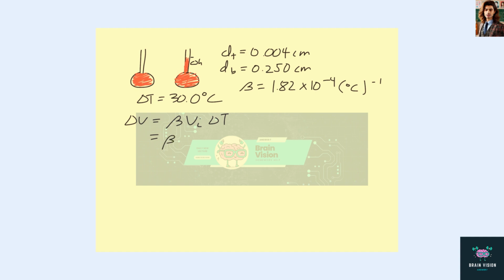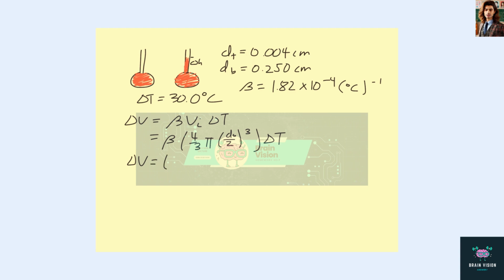We know that our volume equation for a sphere, which is the initial volume of mercury, it just fills this spherical bulb, is 4/3 pi r cubed, which for us is half of the diameter, because of course diameter is twice the radius, and we're given the diameter, so we're just going to work in terms of diameters. But this is the diameter of the bulb, of course, and that's all cubed times delta T. So let's work in our numbers.